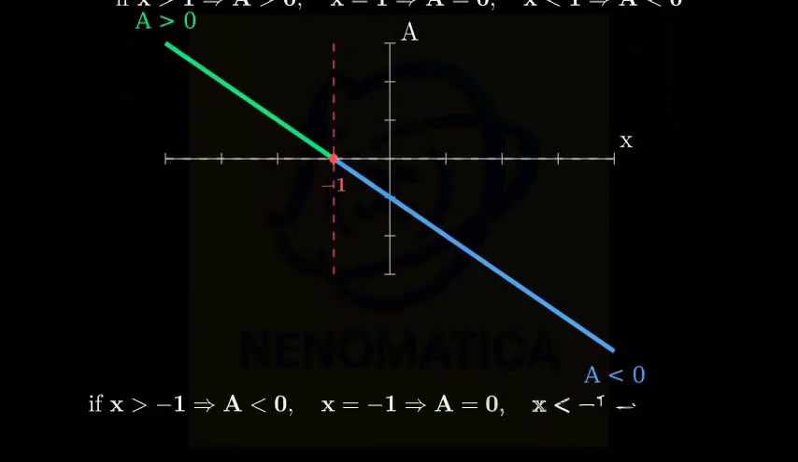So if x is greater than negative 1, a is negative. If x equals negative 1, a is 0. If x is less than negative 1, a is positive.